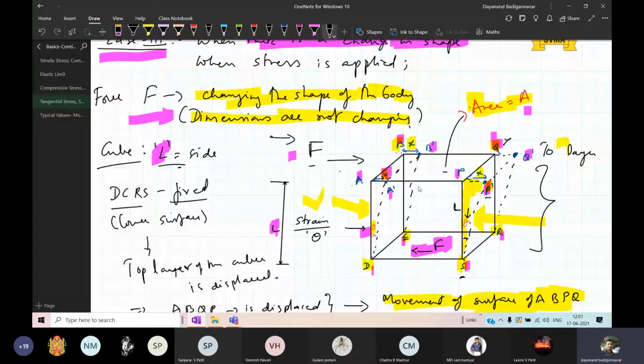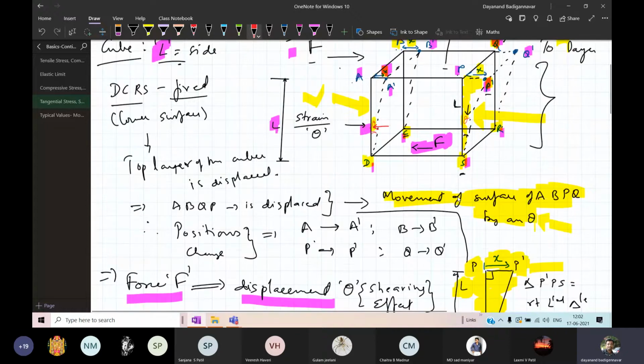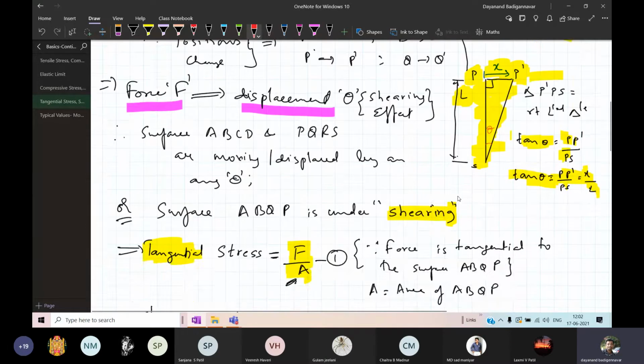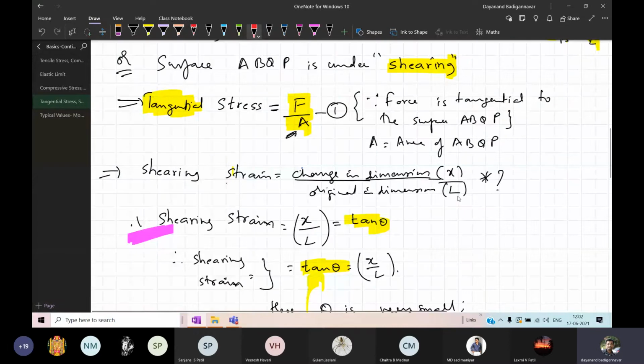The shearing angle is represented here. This is the shearing angle theta. Therefore, the surface A, B, Q, P gets shifted, so there is a shearing. The shearing strain is given by theta, which is the change in dimension over the original dimension. It's not properly applied here, but still we can take it. Shearing strain is X by L, and stress is nothing but F by A.